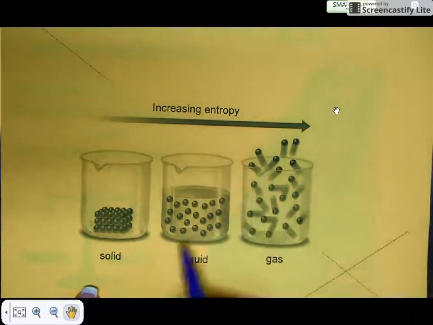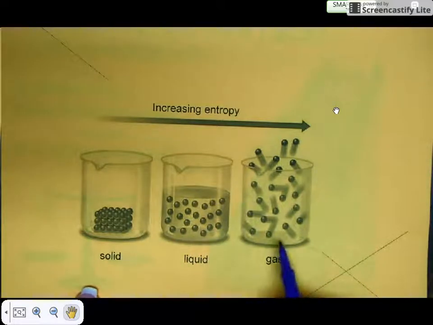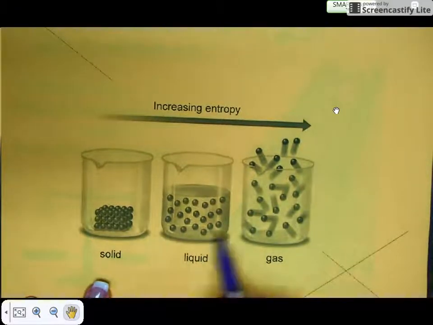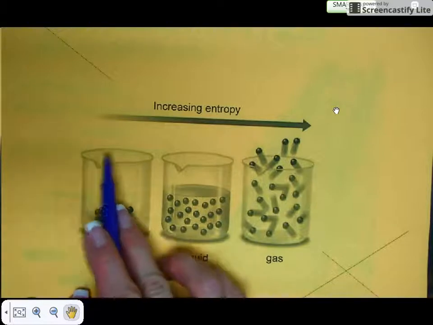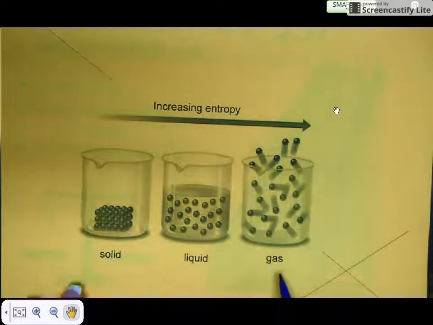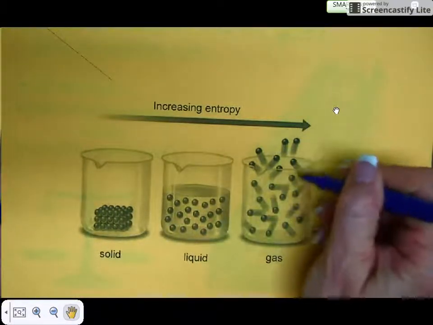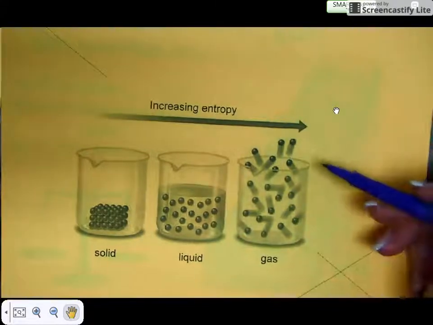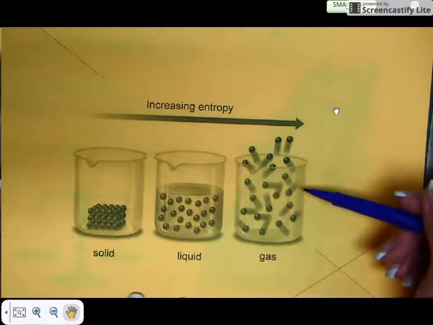I want to remind you that entropy is the measure of disorder in the system. So if you compare the three main states of matter that we see daily, solid, liquid, and gas, notice as you move towards the gas phase, you're getting higher disorder. So that would represent a system with high entropy.